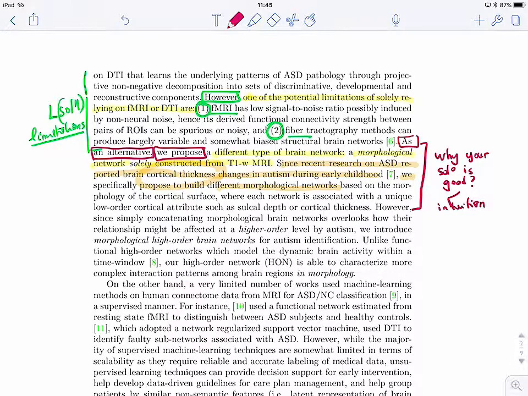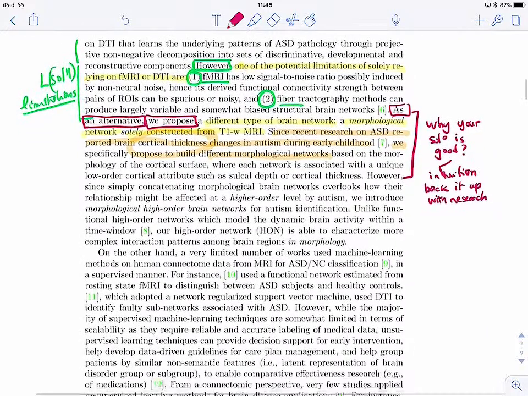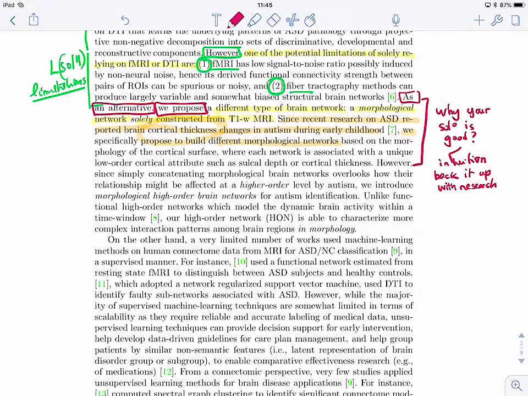Back it up with research by citing works that inspired you to get to this solution, okay? Next, let's look. We have another, however. So let's read what's before that.